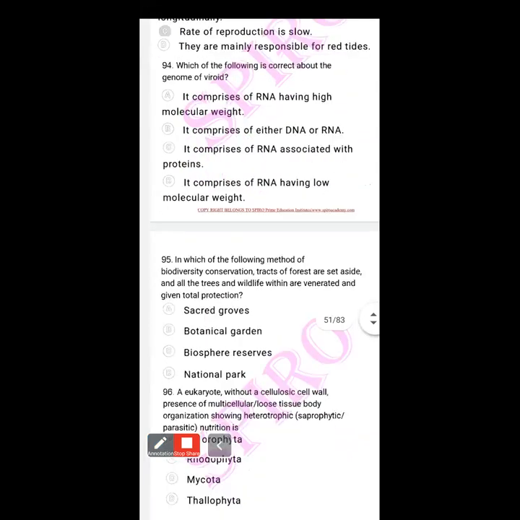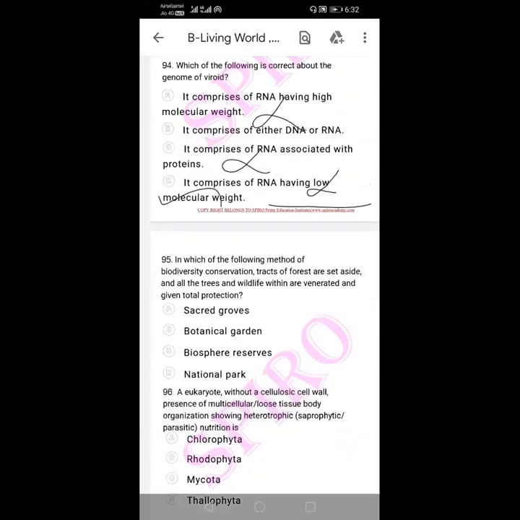And question number 94. Which of the following is correct about the genome of viroid? So, dear student, viroids means they just have the nucleic acid without the protein coat. So they have a low molecular weight. It comprises of RNA. No, it is wrong. It comprises of either RNA or DNA. No, it has only RNA. It comprises of RNA having a low molecular weight. Yes, option 4 is correct. So option D is correct.